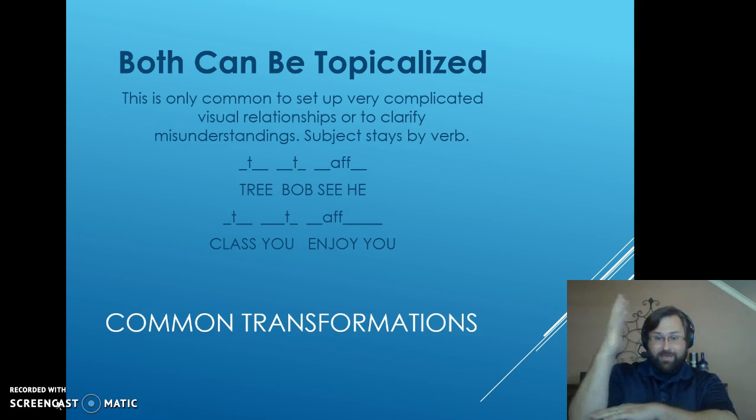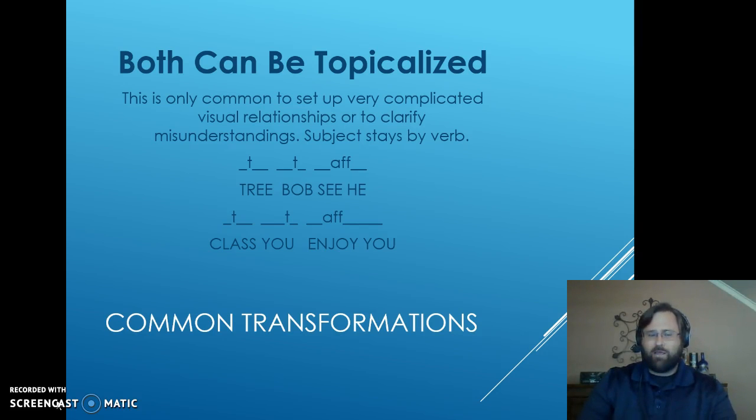So in this case, I've also incorporated a little bit of visual information because I signed the tree over here, and then I put Bob over here, and then I signed see in the direction of the tree. Because again, I'm trying to clarify these relationships. Or, in that case, I'm being very specific. This class, you enjoy it.